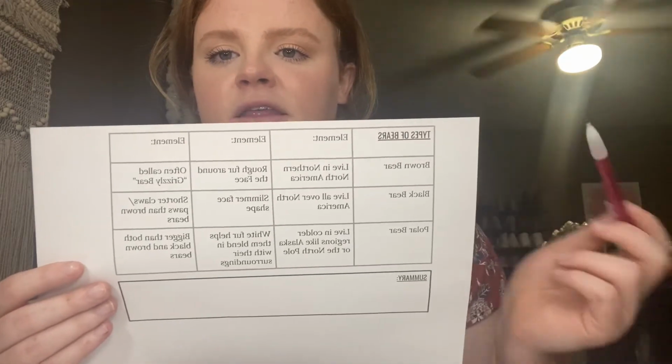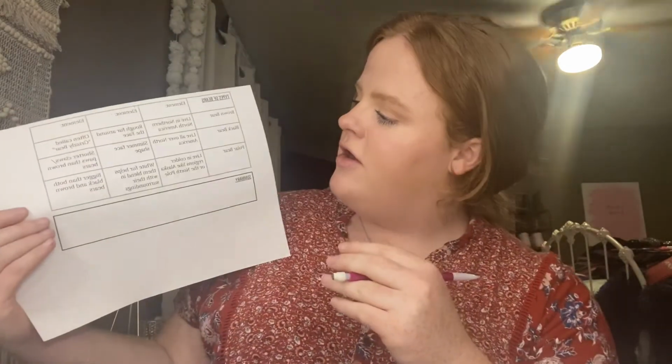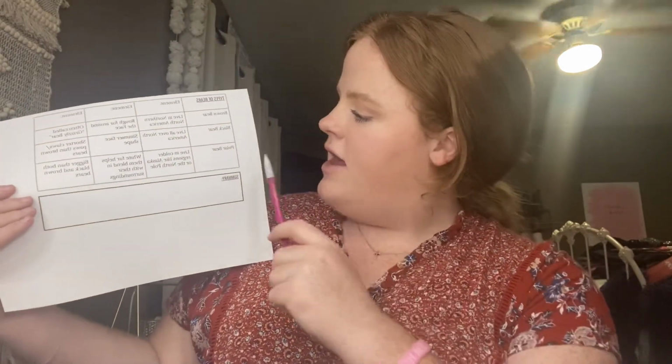So we're just going to list different facts. Maybe they're similar, like these 3 are all geographic. The next element of brown bears is rough fur around their face. Black bears have a slimmer face shape. Polar bears have white fur that helps them blend in with their surroundings. These are all attributes about the bear. So they're all relating, but they are all different in their own ways.